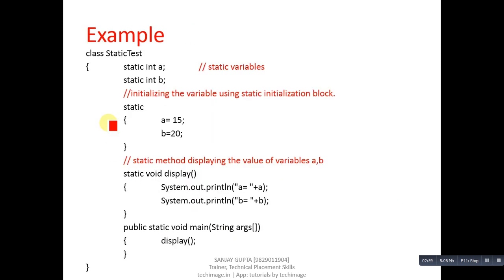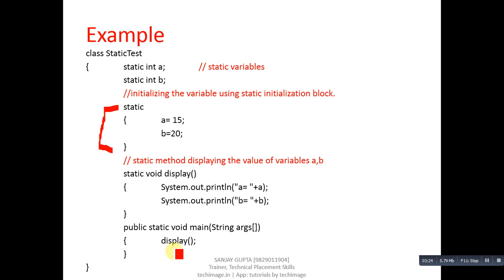So here's the example of static block. This is the static initialization block. In the class declaration, A and B are declared as static. That's why the static initialization block is available. Then the display method is also static, and the values of A and B are displayed. Then in the main function, the static display function is called. That's why it is called without creation of any object.